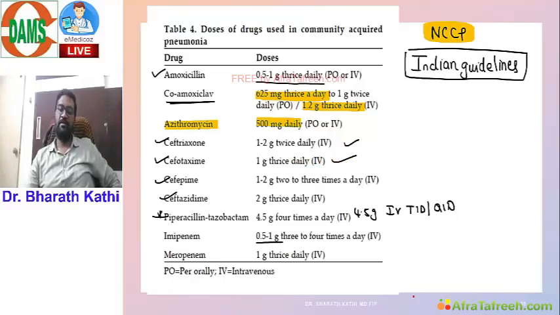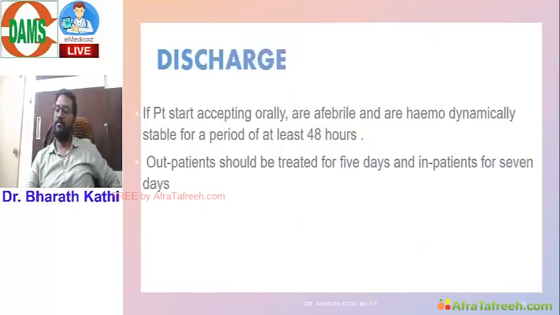Now the next question: this is a patient with pneumonia. He is at home. For how many days should you give antibiotics? Now he is in hospital. You have started injectables. After how many days should you convert to orals, and after how many days should you stop the antibiotics in community acquired pneumonia? Again, this is taken from Indian guidelines, NCCP, on when to discharge and when to stop giving antibiotics.